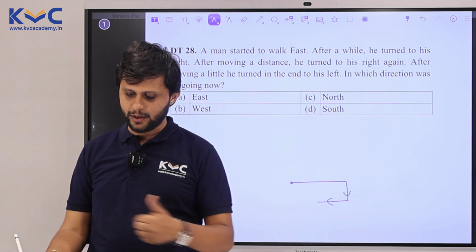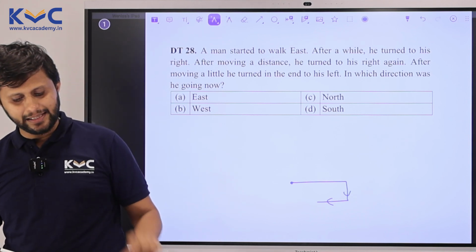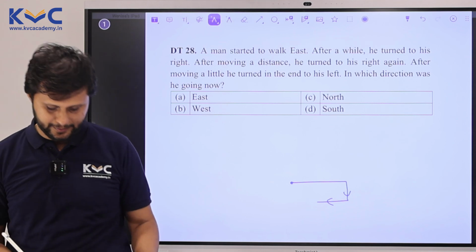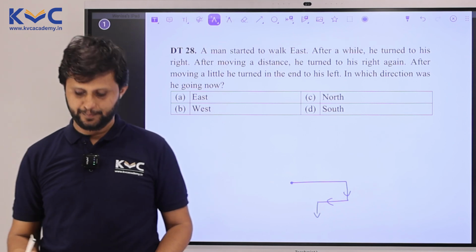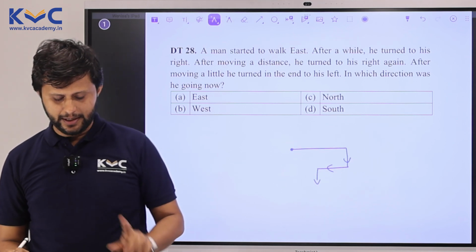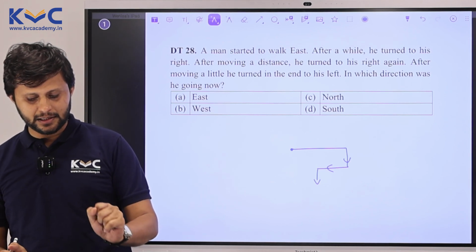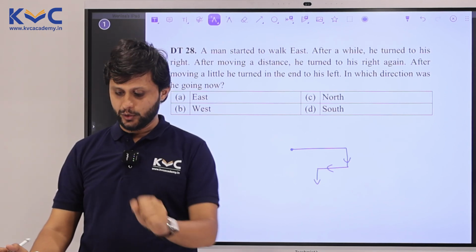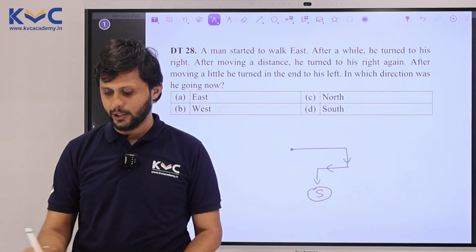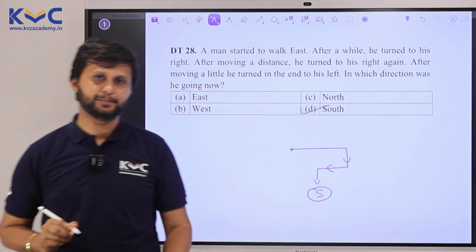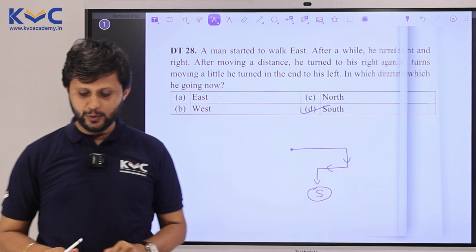Perfect. So that is like going back. After moving a little, he turned to his left. Okay, it's all going this way. In which direction was he going now? Now which direction is he going? He is going towards south. Perfect. We'll move on to the next question.